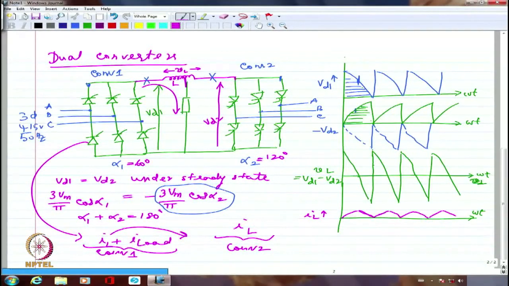You have to understand that if this converter, the second converter, had not been there at all, still the load current would have been carried by converter 1. So converter 1 is just doing its job. It doesn't care about anything else. Whereas converter 2 is actually right now redundant. It need not be there. I have put it there only in case I want to reverse the direction.